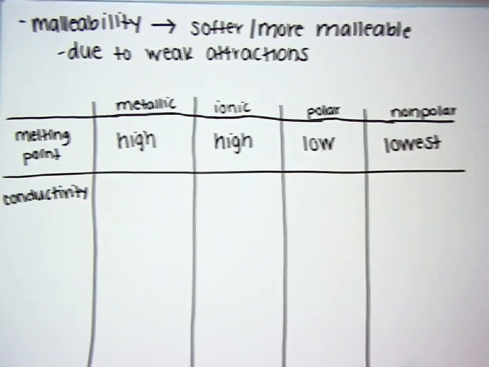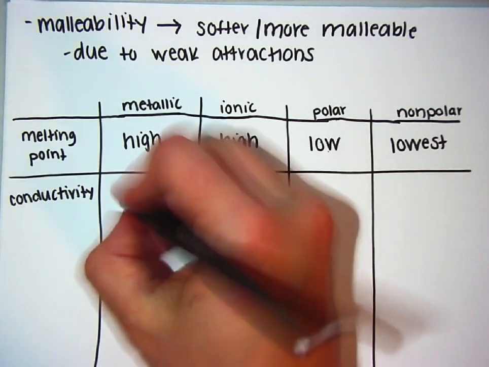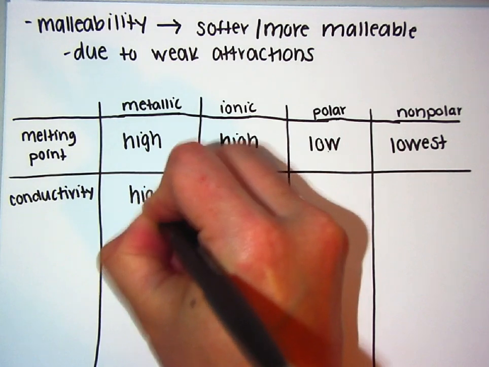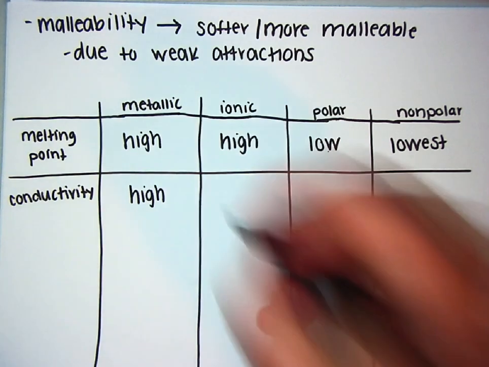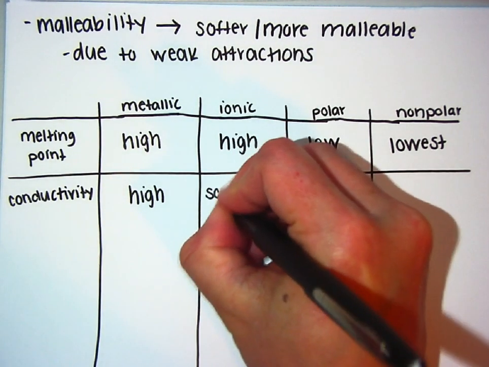Conductivity. Metals are highly conductive. We can carry charge across our metallic bonds. We have our metal cations and delocalized electrons. Ionic compounds depends on the state.